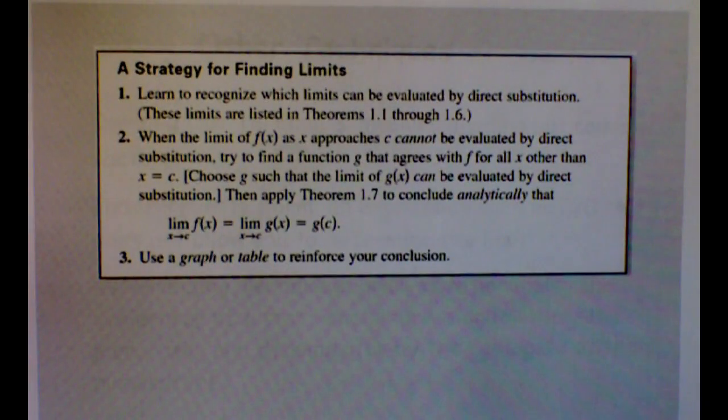Now we have some strategies for finding limits. Learn to recognize which limits can be evaluated by direct substitution. Honestly, when in doubt, try it first. When the limit of f of x as x approaches c cannot be evaluated by direct substitution, try to find a function g that agrees with f for all x other than x equals c. Choose g such that the limit of g of x can be evaluated by direct substitution. Then apply theorem 1.7 to conclude analytically that the limits are equal. Basically, simplify your function so that you can just plug it in. And step 3 is just use a graph or table to reinforce your conclusion.